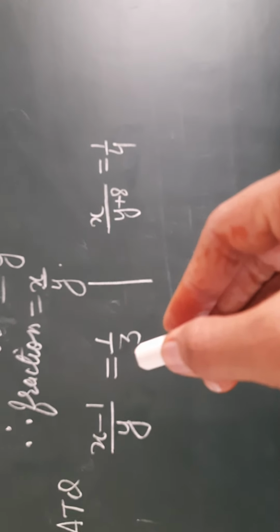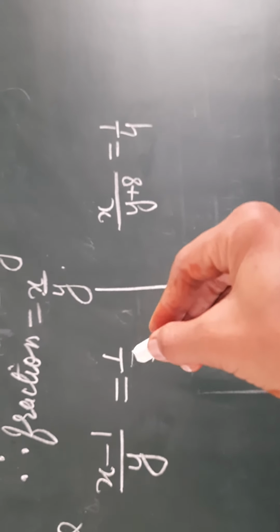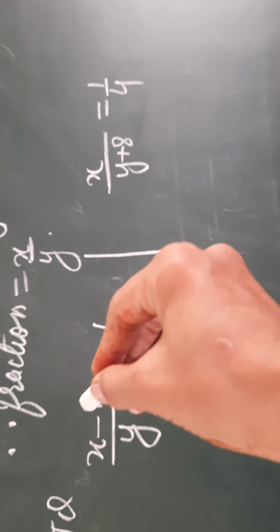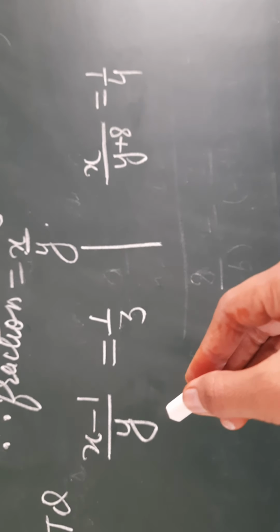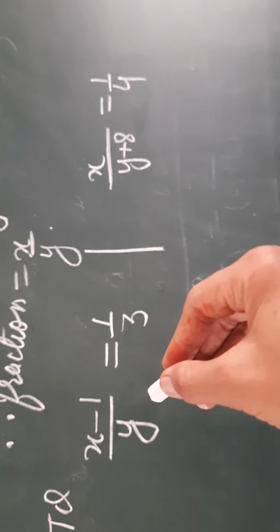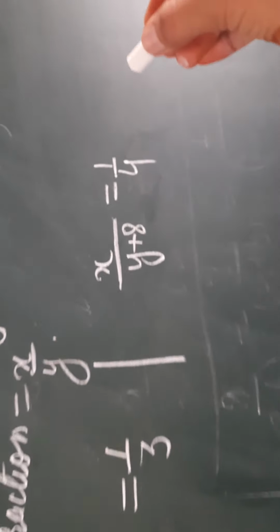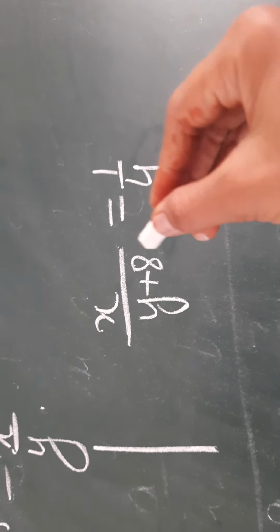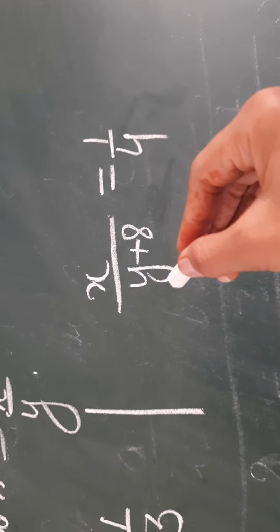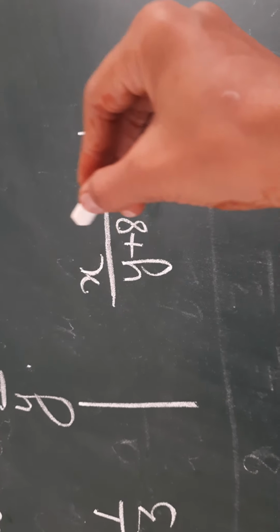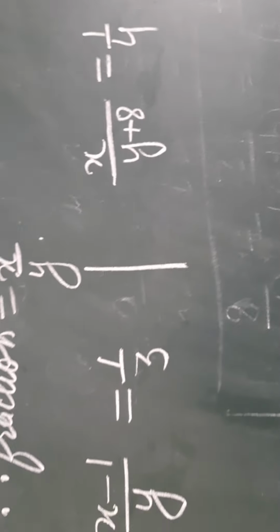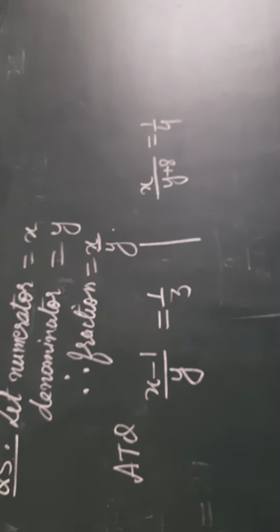So once again I am repeating, the fraction becomes 1 by 3 if 1 is subtracted from the numerator. If they do not talk about the denominator, it will remain the same. It becomes 1 by 4 if 8 is added to the denominator. Now in this part they have not talked about the numerator, that means the numerator will remain the same. So solve it also yourself.